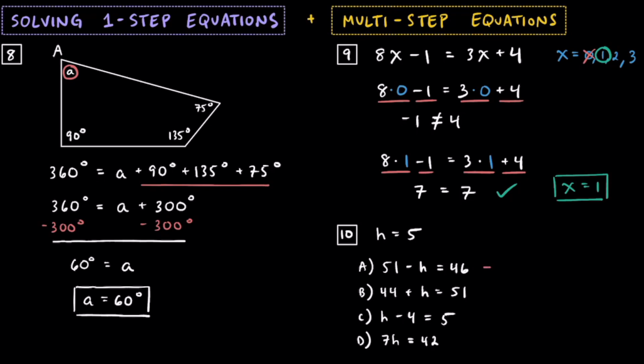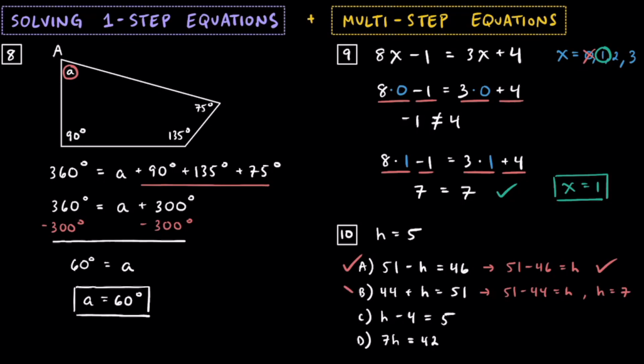If we rearrange this one, right, instead of saying 51 minus h is equal to 46, we should be able to say that 51 minus 46 is equal to h. And so what is 51 minus 46? Oh wait, that's 5. So we know A is the correct answer here. If you were to rearrange these other ones, I'll just show you what they would look like. Instead of saying 44 plus h equals 51, we can say 51 minus 44 is equal to h, but you're going to find out there that h ends up equaling 7.